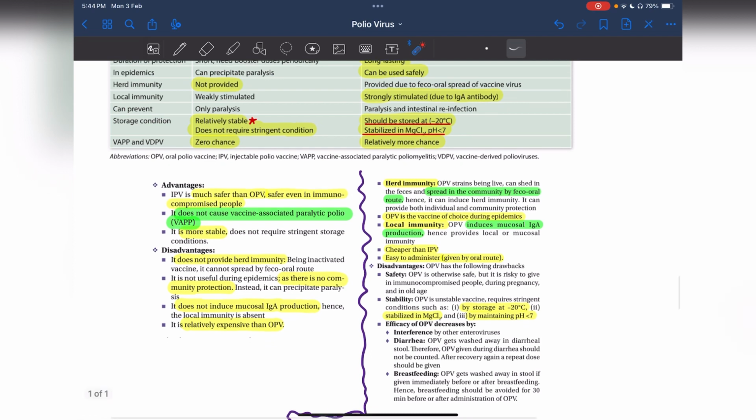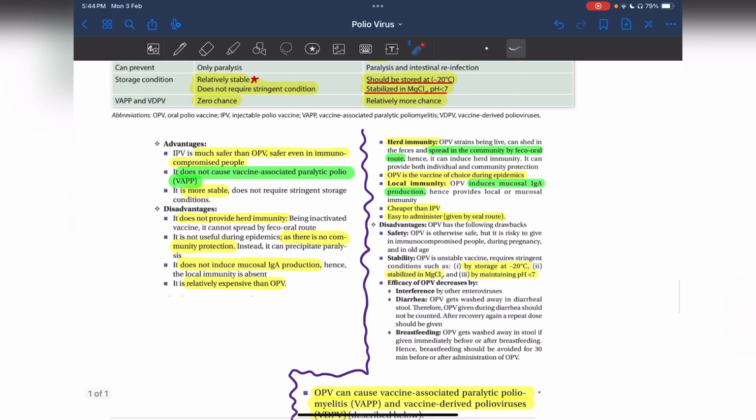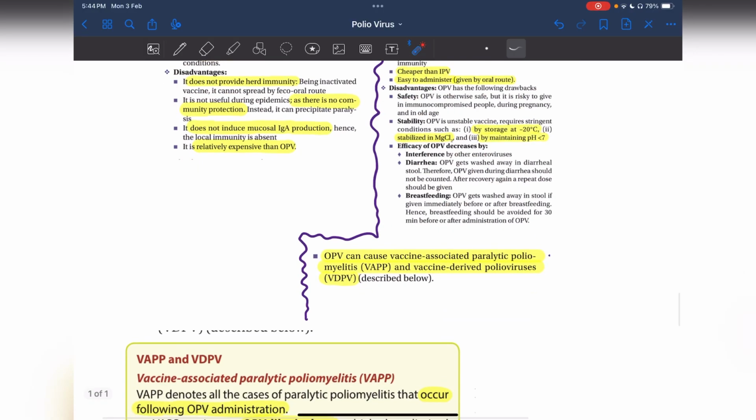While among the disadvantages, OPV is less safe due to being a live attenuated vaccine. It requires many factors for its stability, like storage at minus 20 degrees Celsius, stabilization in MgCl2, and maintaining pH of less than 7. And especially, OPV can cause vaccine-associated paralytic polio and vaccine-derived polioviruses. Now, let's discuss these.